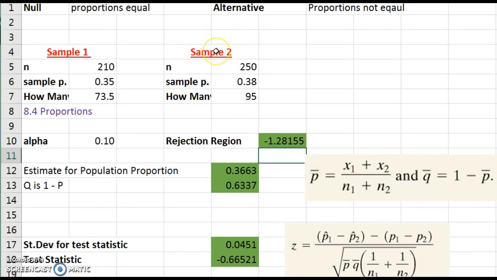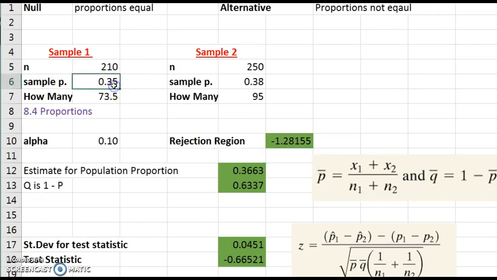So what you have is your two samples, and the problems could be presented to you a little bit differently. This problem gave us the sample sizes, how many total there were in each sample, and the sample proportions. You also want to know how many fit the criteria within each sample. So 35% of 210 gives us this value, and 38% of 250 gives us this value here for our females. So the problem could just give you the how many, or it could give you the proportion already. Either way, you should be able to get all three of these values, because it'll give you 2 out of the 3.